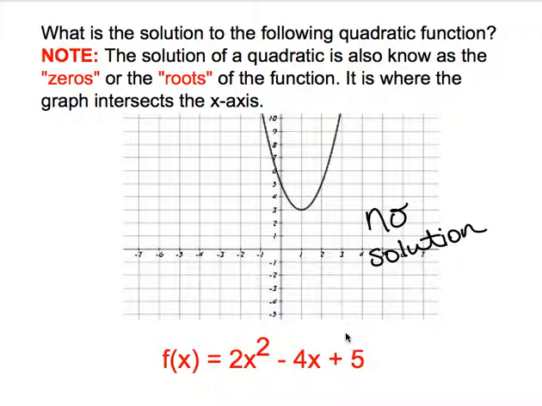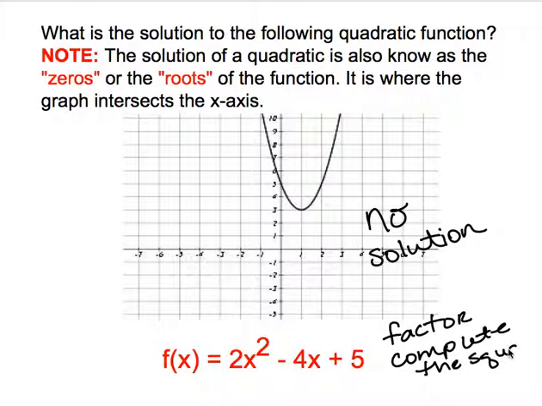But then when you were solving it, if you actually had to solve this out, you could try to factor it. You could try to complete the square. And the other method after completing the square was the quadratic formula. So those were your 4 methods: graphing, factor, complete the square, or use the quadratic formula. Well, as you can see, there's going to be no solution.